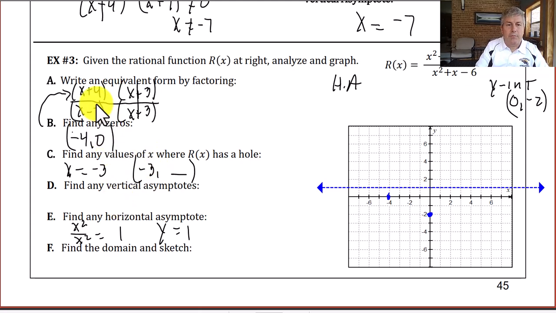Our vertical asymptote, we can get that from our remaining factor in the denominator, and that's going to occur at x equals 2. So now let's go ahead and sketch some of this stuff on our graph.